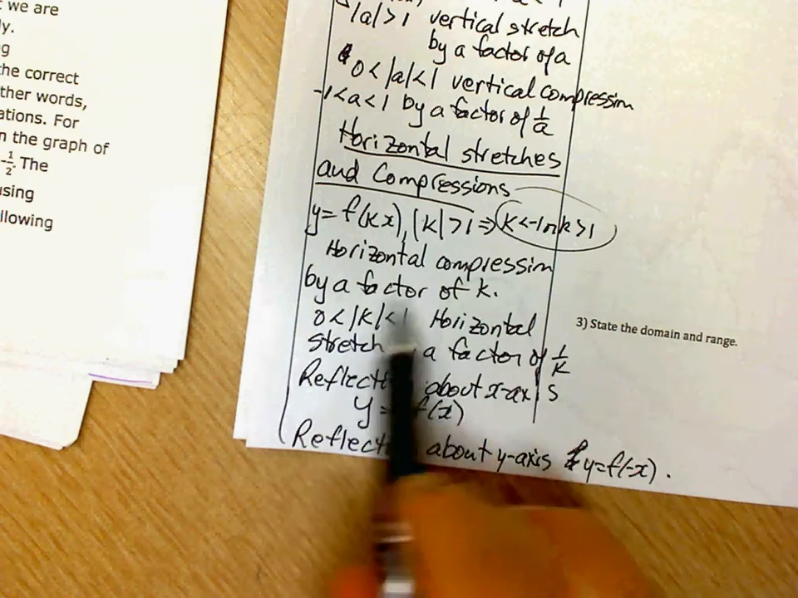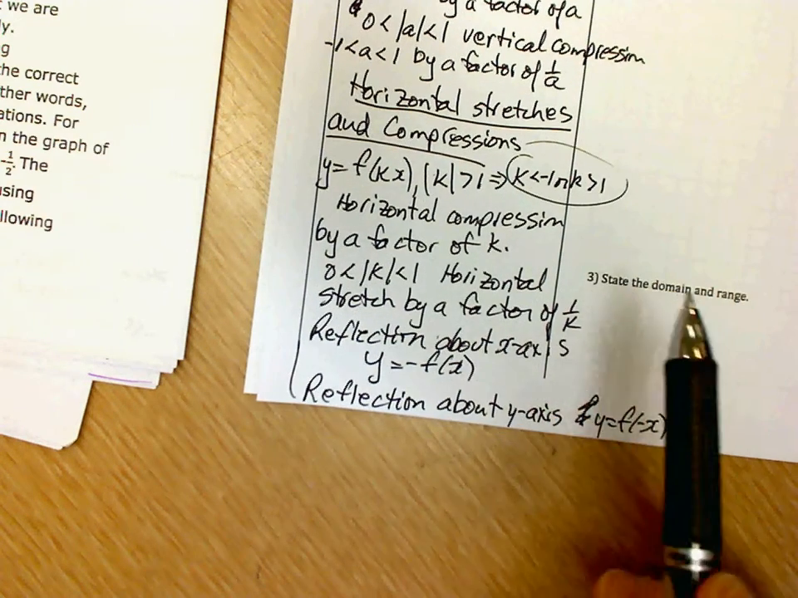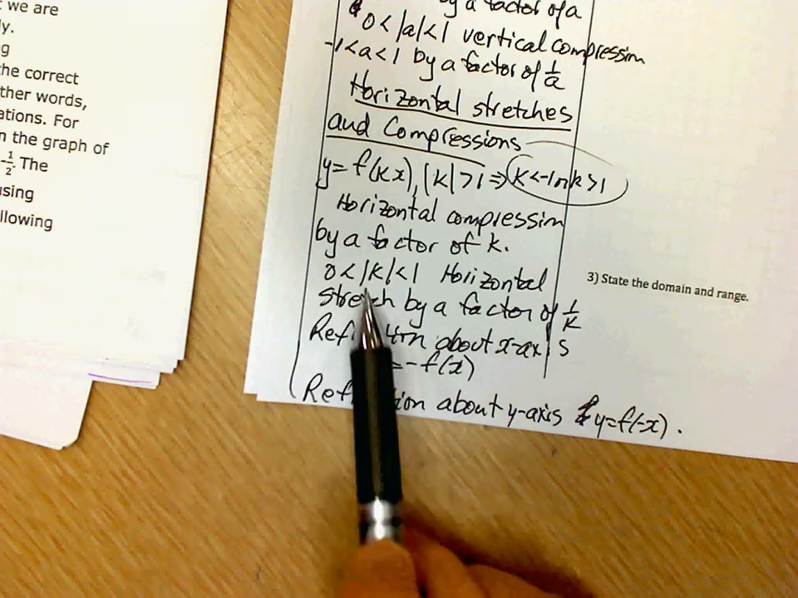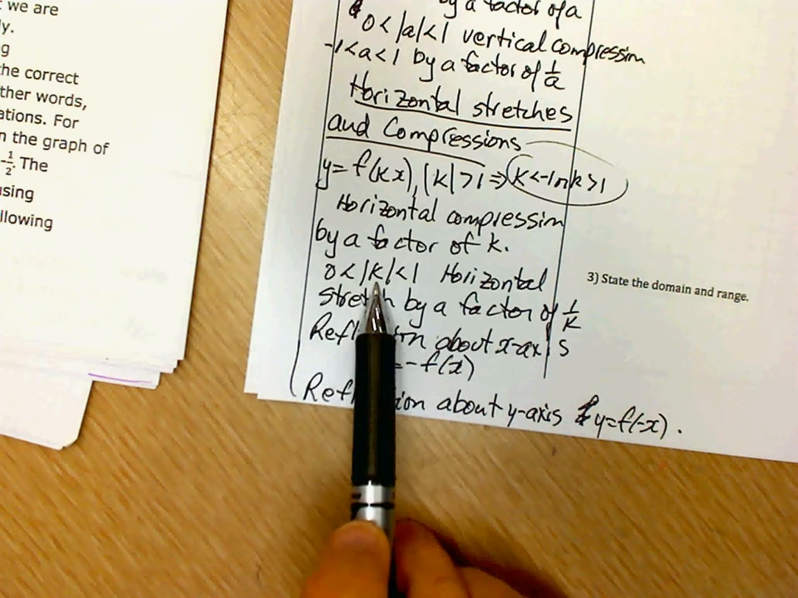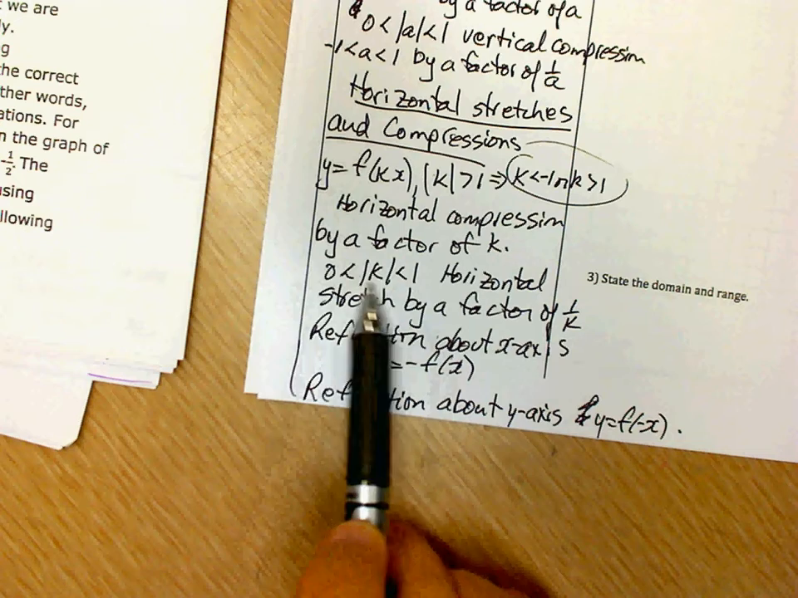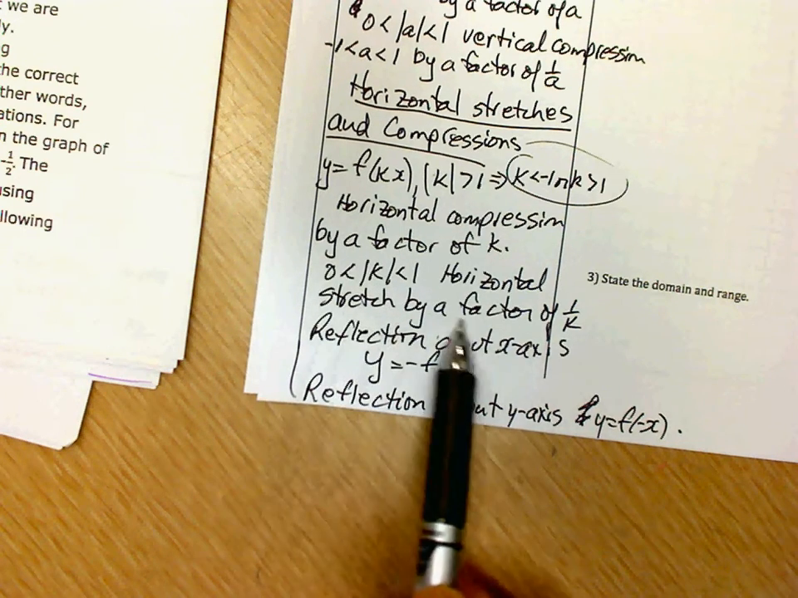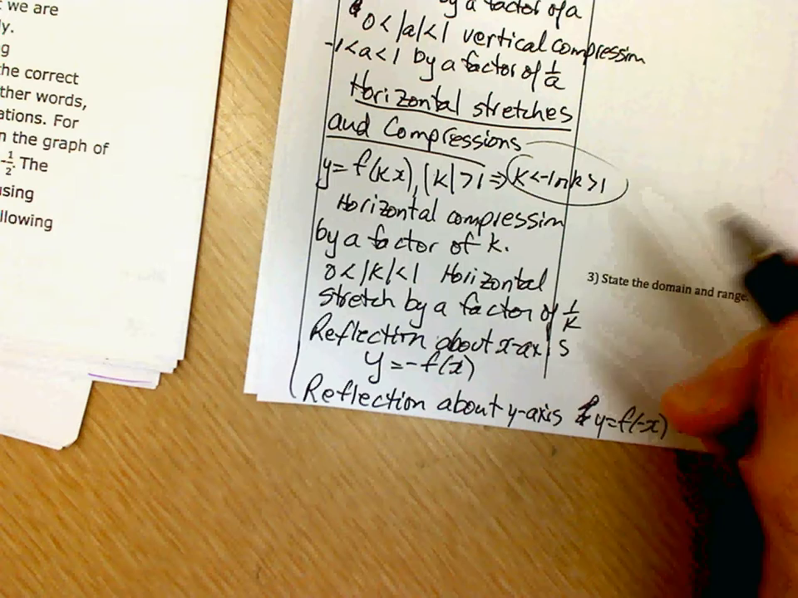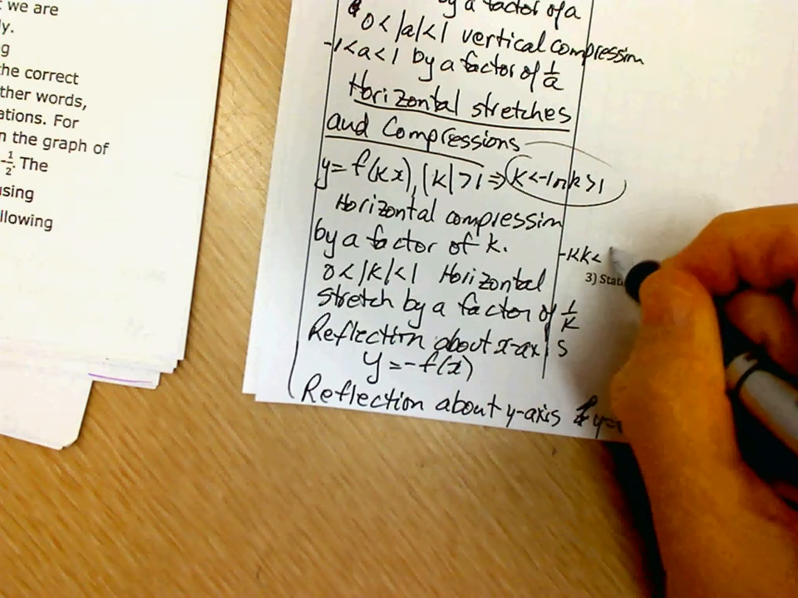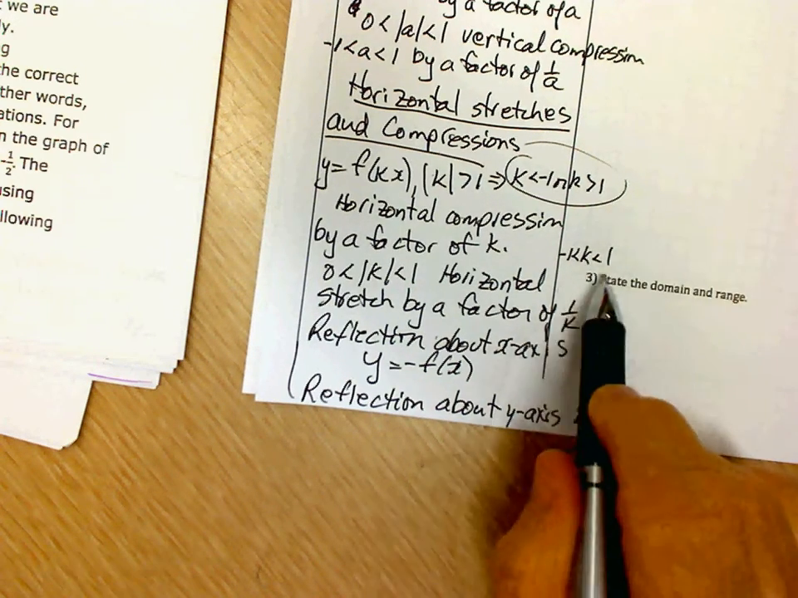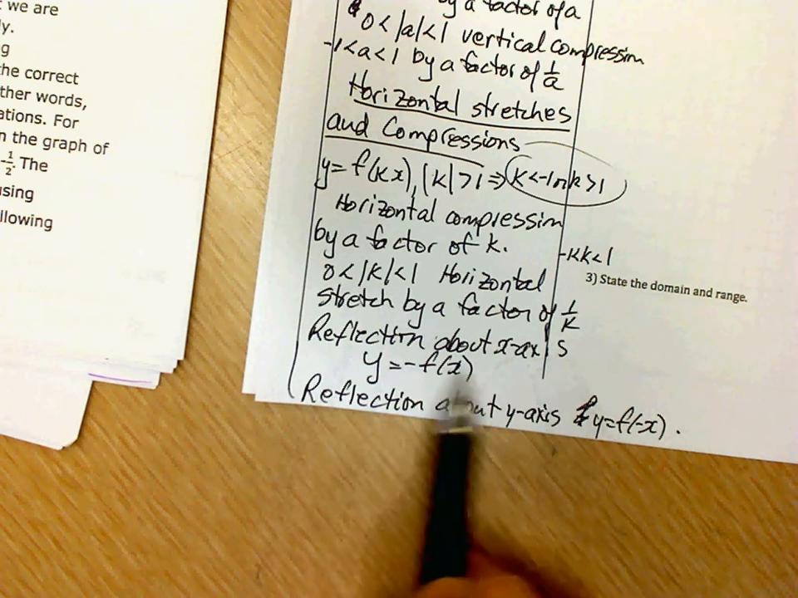Okay, now if the absolute value of k is between 0 and 1, we get a horizontal stretch by a factor of 1 over k. This is another way of saying negative 1 is less than k is less than 1, right? Or in other words, if k is between negative 1 and 1. We get a reflection about the x-axis if our a is negative, and a reflection about the y-axis if our k is negative. Good, I think we've got them all.